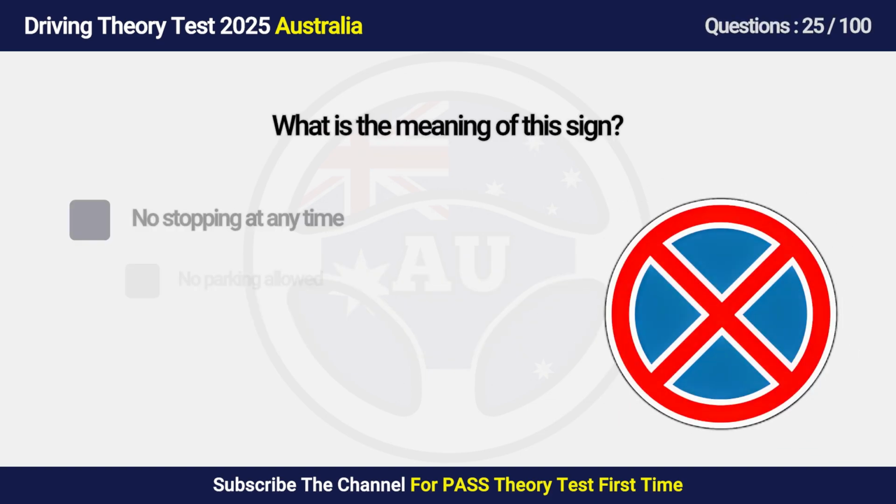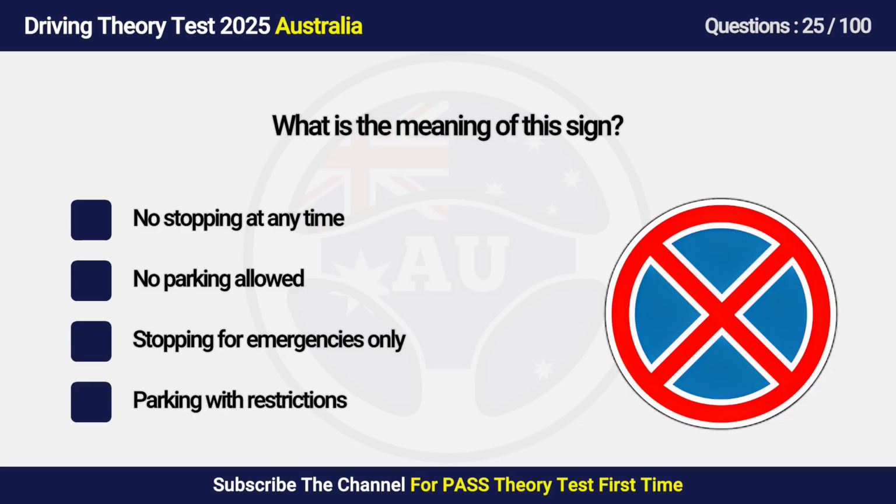Question 25. What is the meaning of this sign? A. No stopping at any time. B. No parking allowed. C. Stopping for loading only. D. Parking with restrictions.